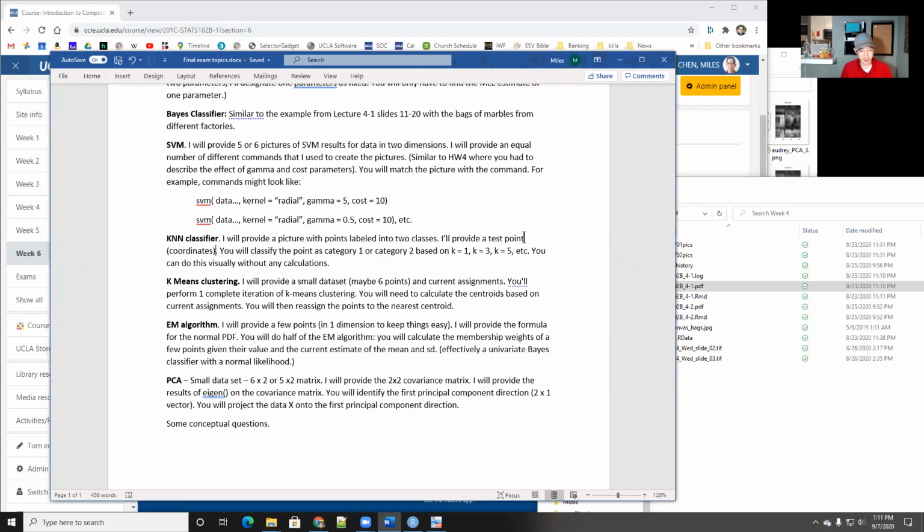So that's going to be the KNN classifier. That one should be an easy problem.